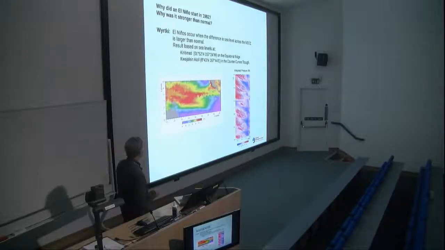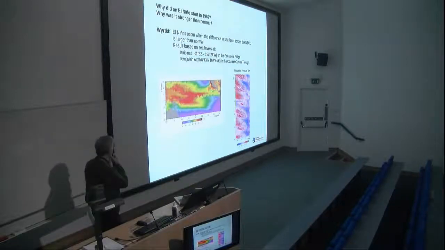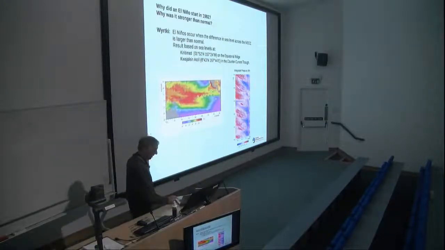Essentially what he was saying is that you're getting some Rossby wave coming through. It's dropping sea level at this point, and that has something to do with the El Nino. And so I've been looking at that in a little bit more detail, to see how true that might be.